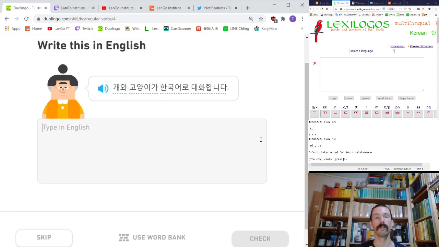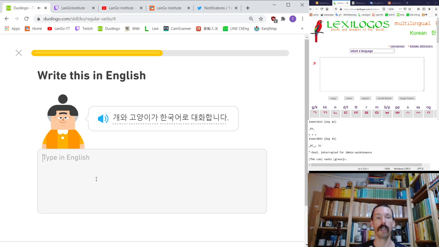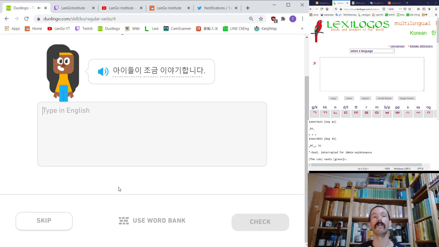개와 고양이가 한국어로 대화합니다. 개와 고양이가, dog and a cat, 한국어로, in Korean, 대화합니다. Dog, I want to keep the same order, and cat converse in Korean. 아이들이 조금 이야기합니다. 아이들이, children, 조금, a lot. No, that's a little. 조금.